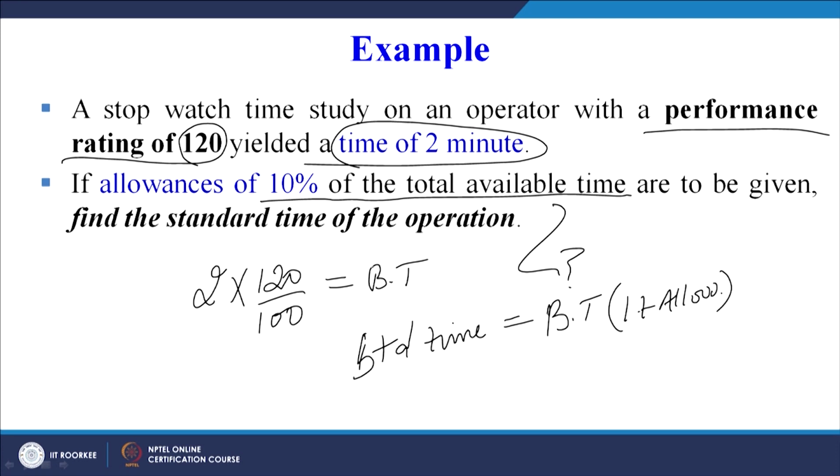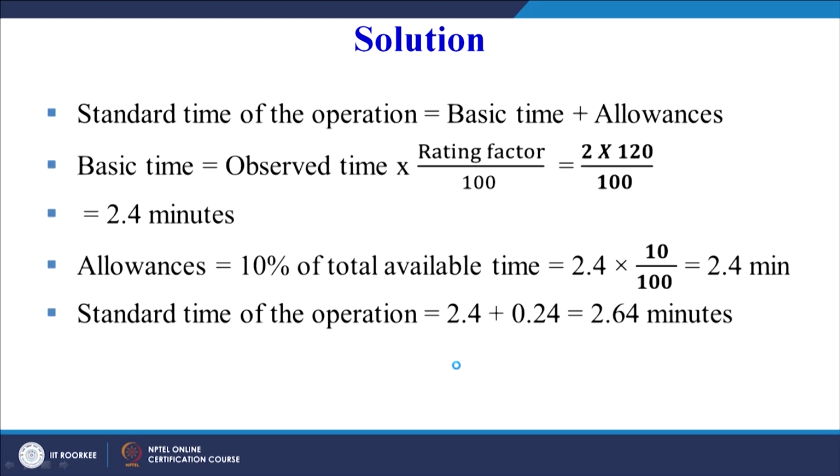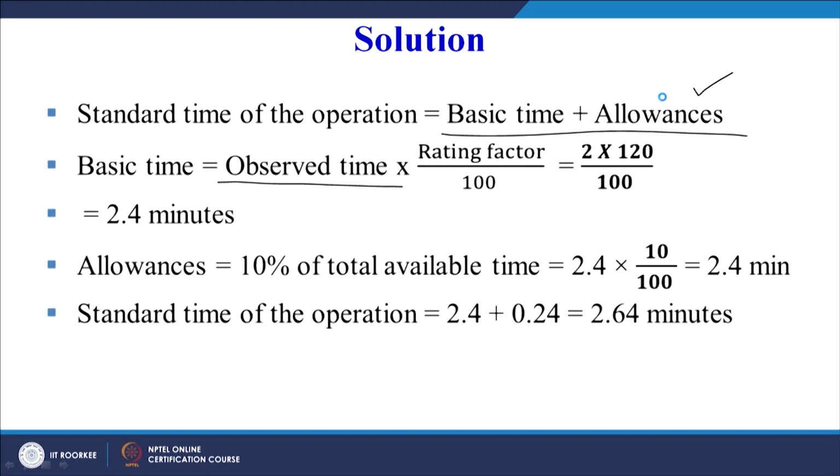So we can calculate the basic time, and since the allowances are also given as a percentage, 10% of the total available time, we can use this formulation here to calculate the standard time. Let us see whether the same has been used. The standard time of the operation is the basic time plus allowances, standard formula. Basic time is from the observed time, which is 2 minutes. So the observed time is 2 multiplied by the rating factor 120 divided by the standard rating factor, which is 100. So 2.4 minutes is the basic time.